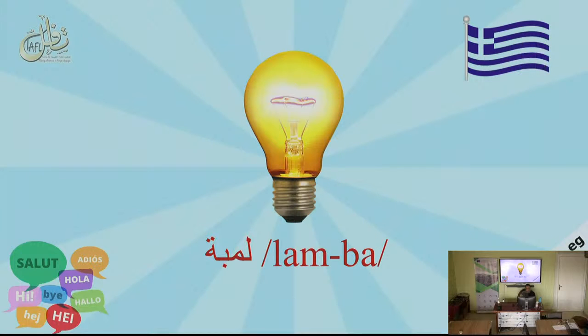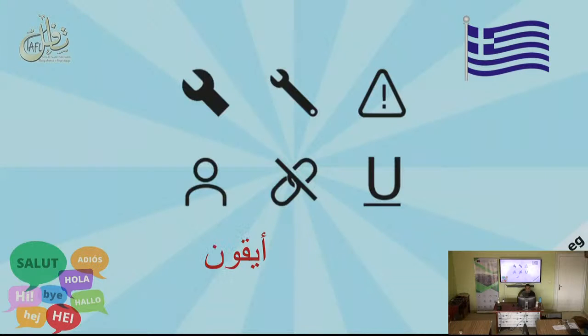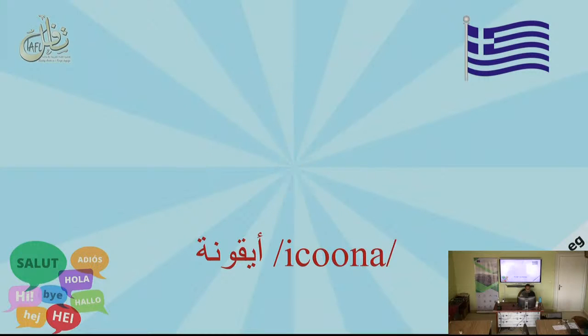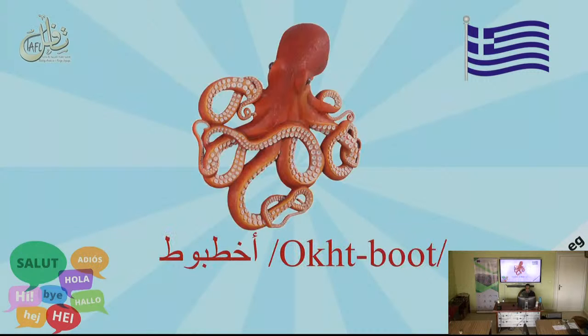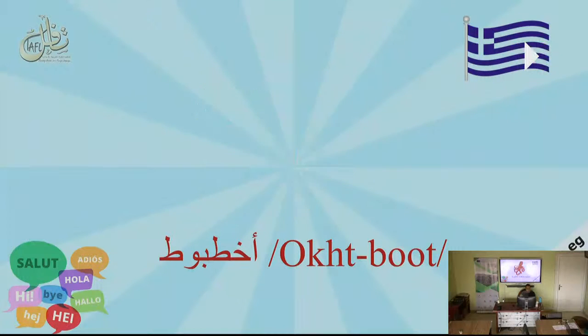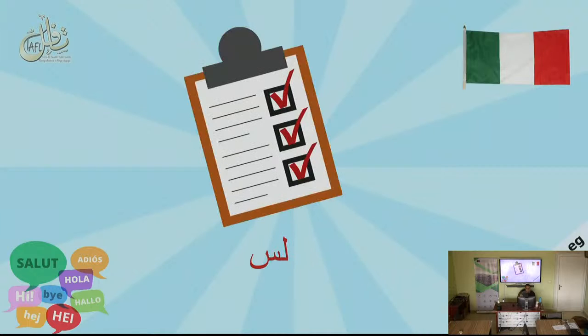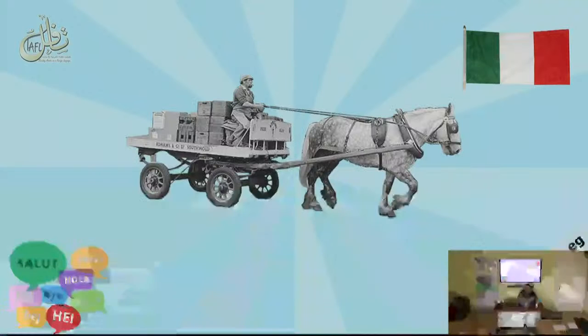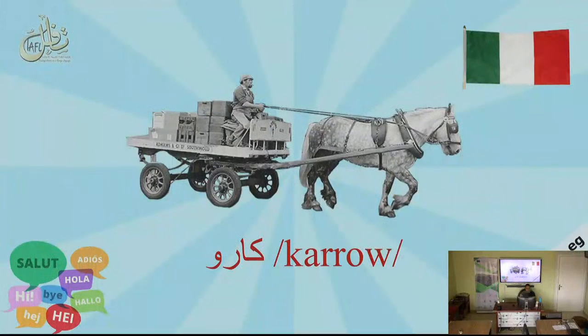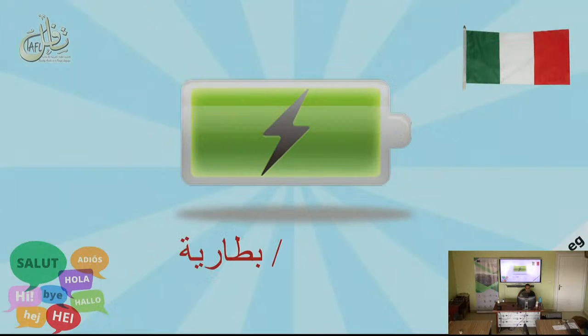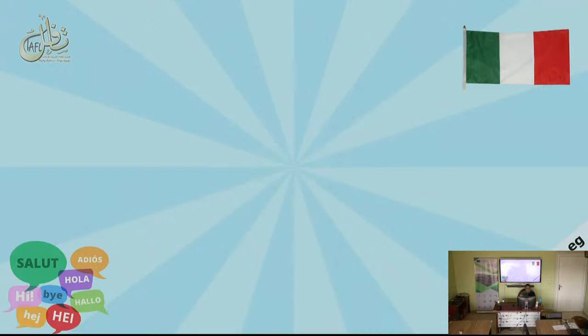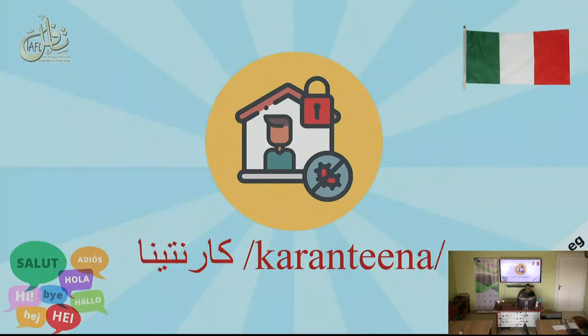Also from Greek, we took the word lamba, and the word icona, like icon, and also the word ukhtubut, since we're a coastal city. And from Italian, we took the famous word fattura, and the word lista, like list, and the word carro, and the word battaria as well. And the word quarantina, thanks to COVID-19.